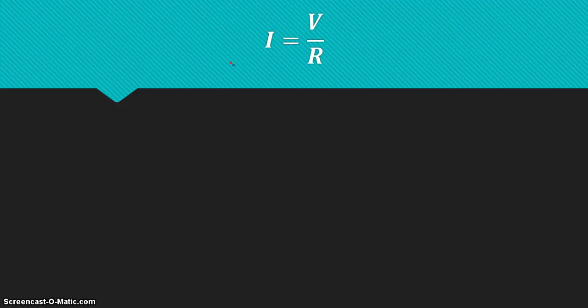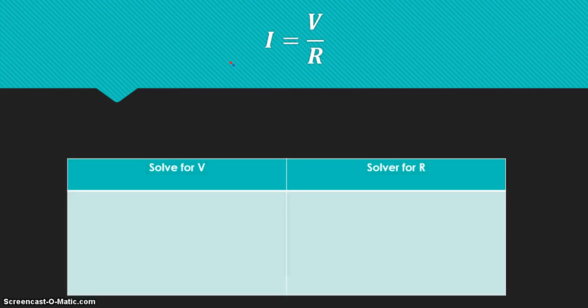Okay, now for the literals. I equals V over R. Okay, to solve for V, you would write the equation again, I equals V over R. Now since you can only divide by the denominator, we have to multiply by R, since we cannot divide by or times by our numerator, only our denominator, even though we're solving for V. So we have to times by R, and that would cancel out the other R, so that would give us V equals I times R.